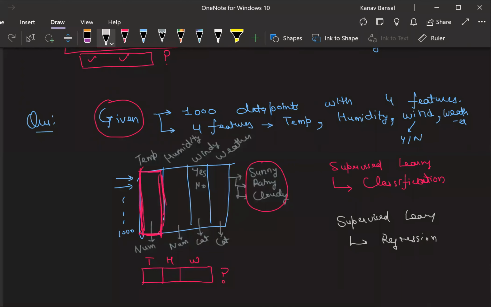Right? So the data that will be given to me in future would be, let's say, humidity, windy, and weather. These things will be given to me. I need to predict temperature. So it is nothing but regression, because the temperature column is a continuous variable, a numerical continuous variable, which can contain any value between, let's say, 10 to 40 degrees Celsius. It can be 10.2, 10.5, 10.30, anything.